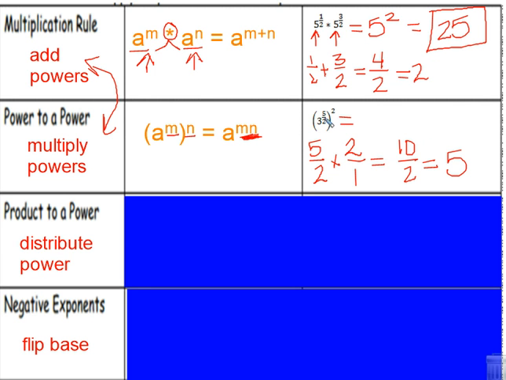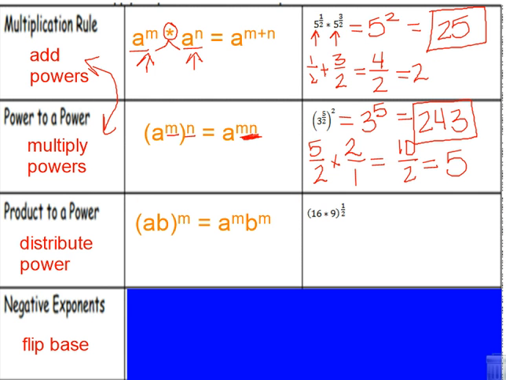So I can simplify this by keeping my base. Okay, after all, my base is 3, just like we kept this base of 5. And my new power is 5, since I multiplied my powers together. Now, 3 to the 5th, we can figure out what that is. It happens to be 243. Right, so there's that one.